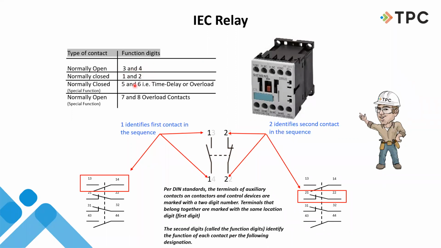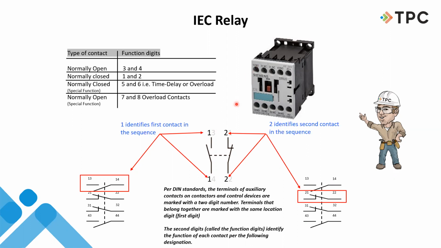Then time relays and overloads get different numbers, and other special devices have different numbers. But it's very important to know these. So here we're looking at this 1 and this 1. It's the first set of contacts on my relay. The second number is going to tell me whether it's normally open or normally closed.